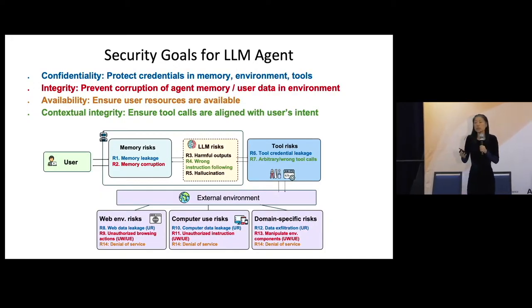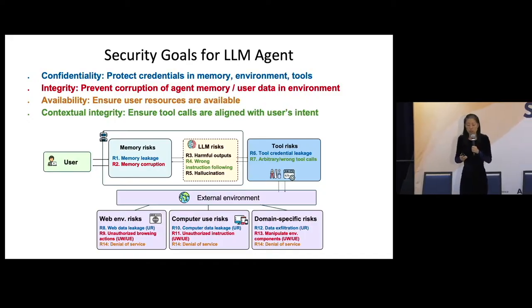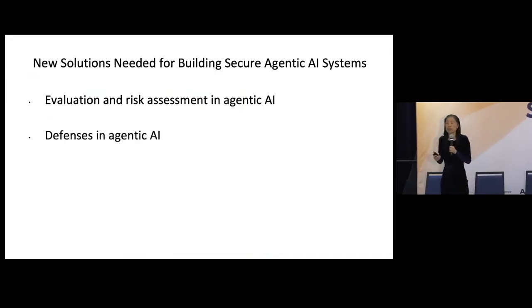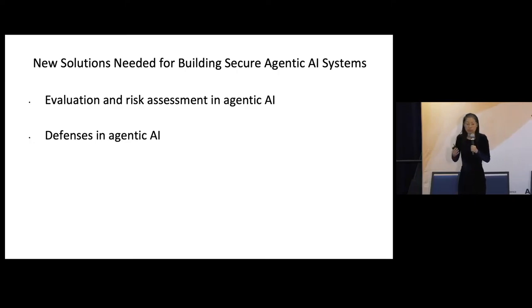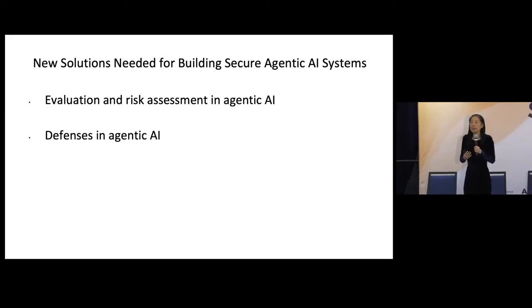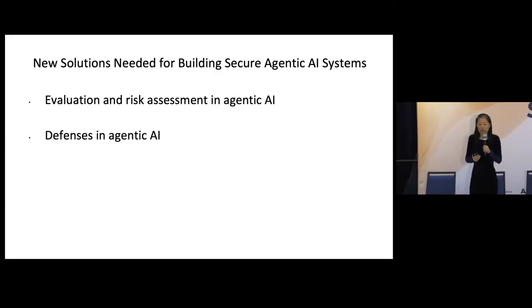And these security goals can be challenging to actually achieve due to the different types of risks that I listed earlier. So in order to achieve these security goals and build secure agentic AI systems, we need to develop new solutions. Here I'll briefly mention two categories. One is how do we do systematic evaluation and risk assessment in agentic AI, and the other is how do we develop effective defenses for agentic AI.